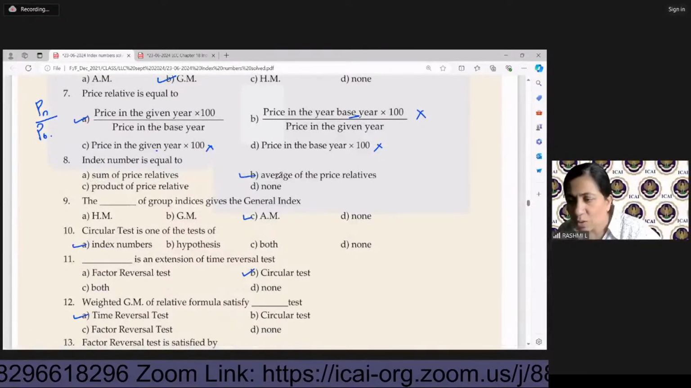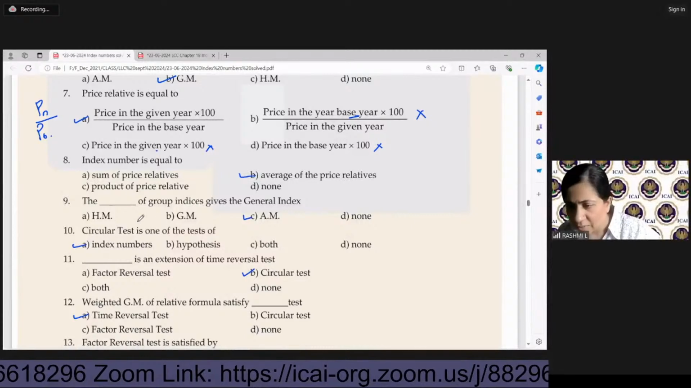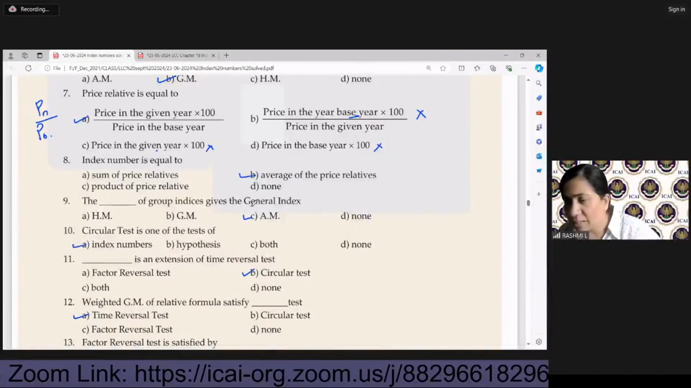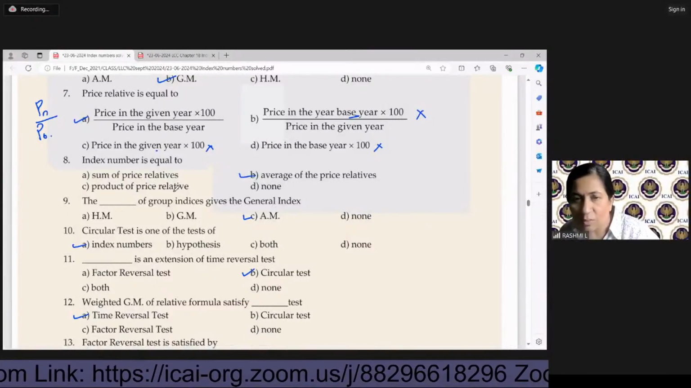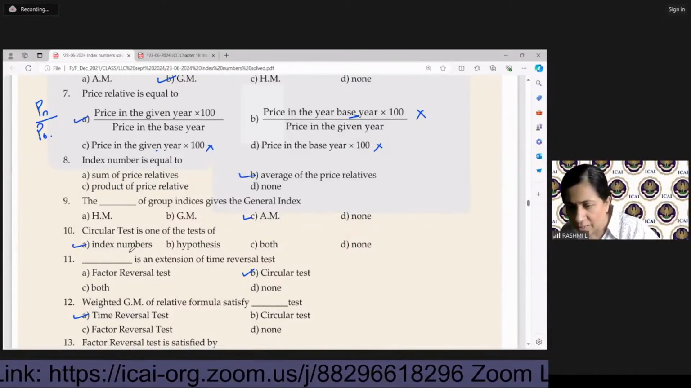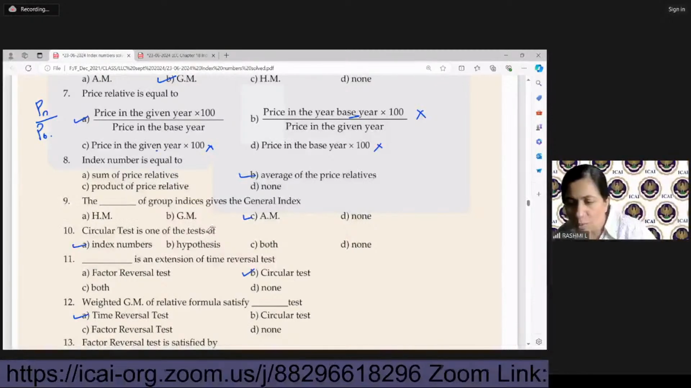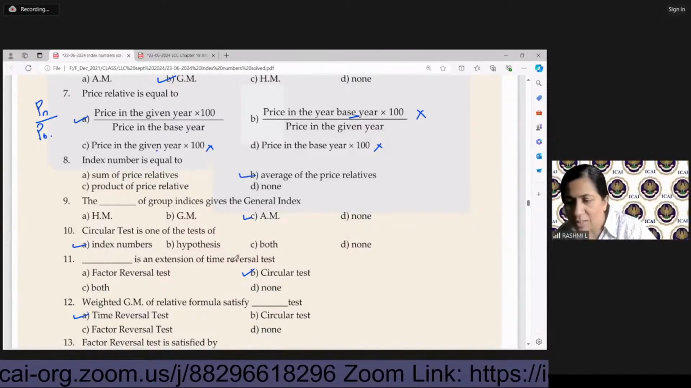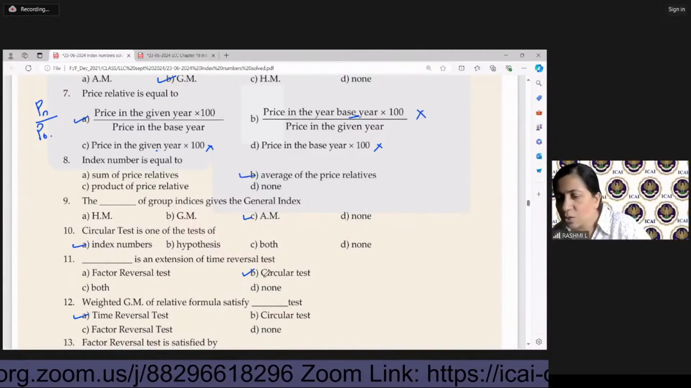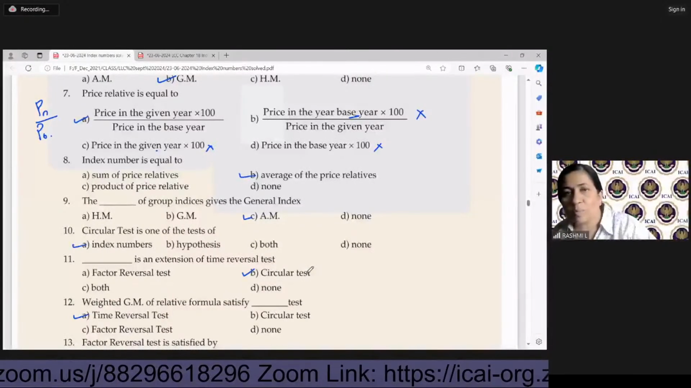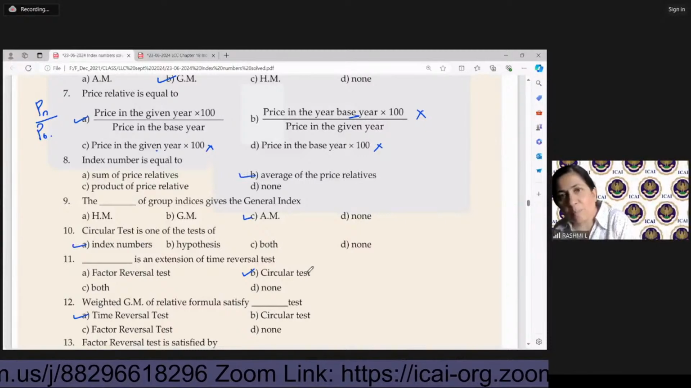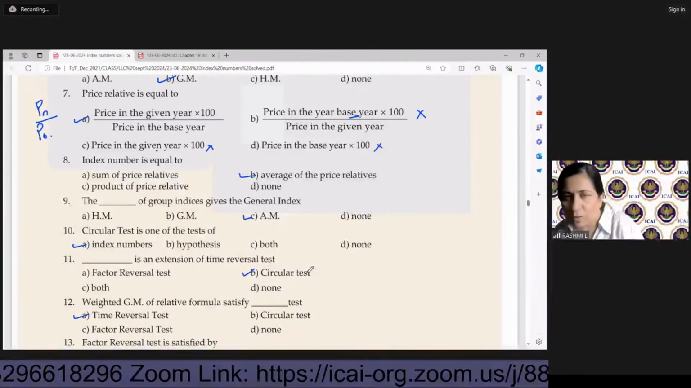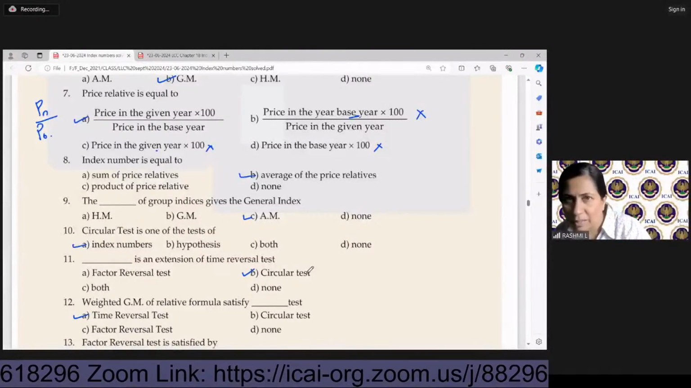Index number is equal to the average of the price relatives. The dash of the group indicates indices gives the general index. So the arithmetic mean of the whole group will give you the general index. Circular test is one of the tests for index numbers. Dash is an extension of the time reversal test. So circular test. In the circular test, we are comparing period 1 to 2, 2 to 3, and back 3 to 1. Okay, so you go in a circular manner.